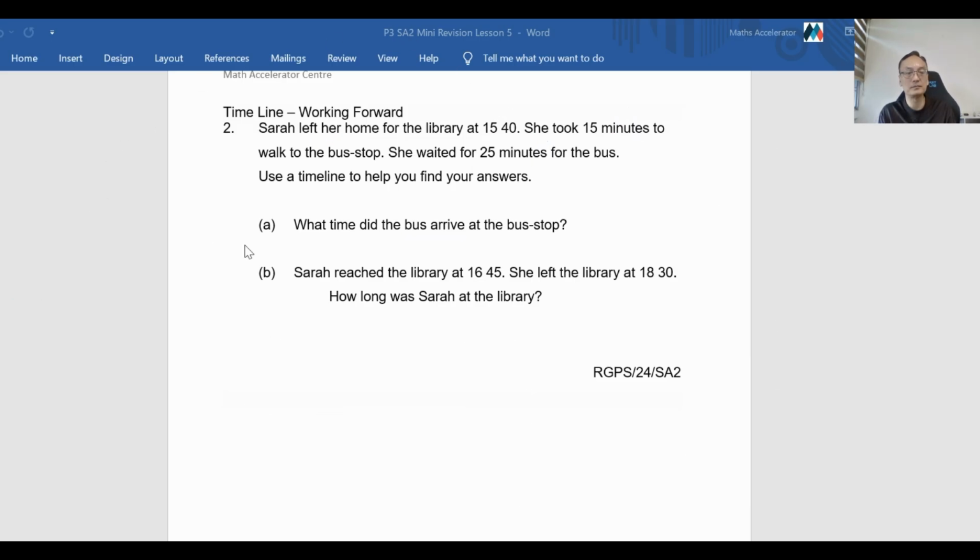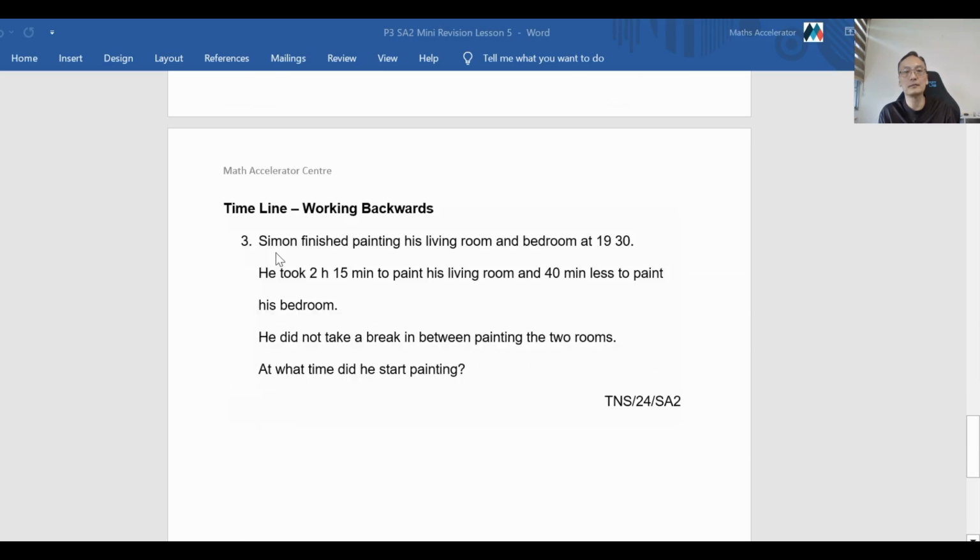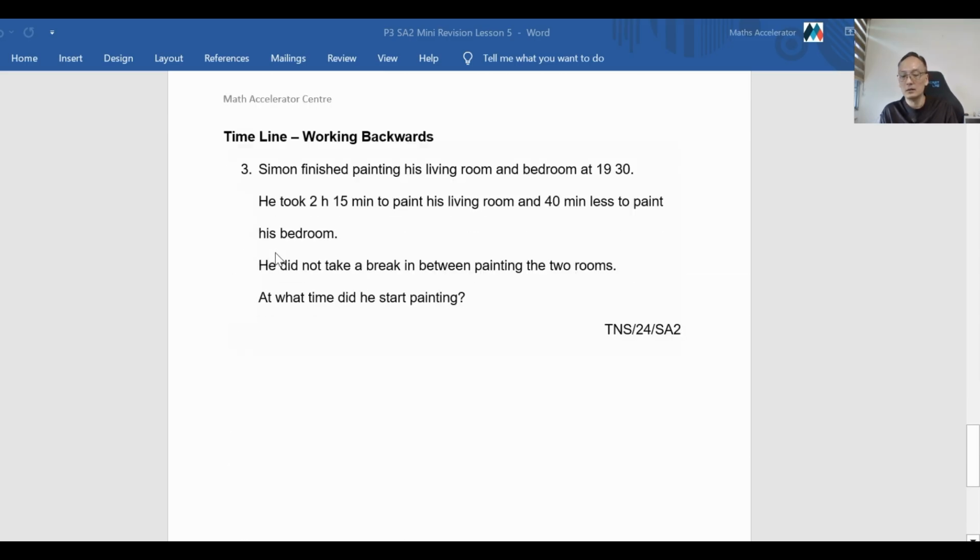Next. In this question, we will be using the timeline, but we will be working backwards to reach our answers. Simon finished painting his living room and bedroom at 19:30. He took 2 hours 15 minutes to paint his living room and 40 minutes less to paint the bedroom. He did not take a break in between painting the two rooms. At what time did he start painting?